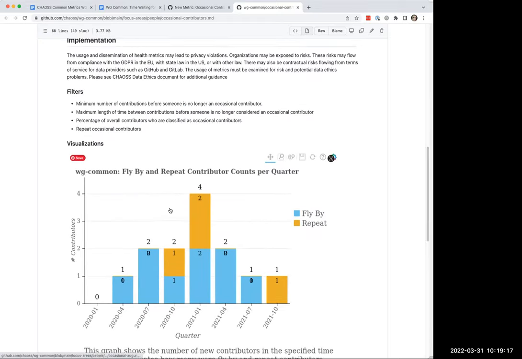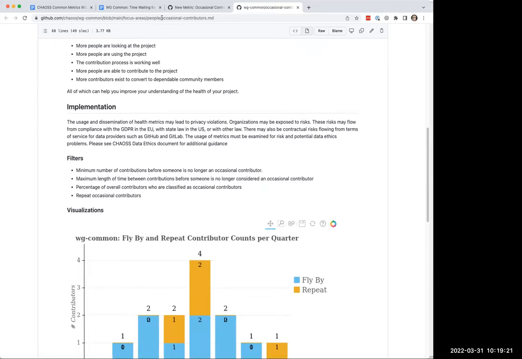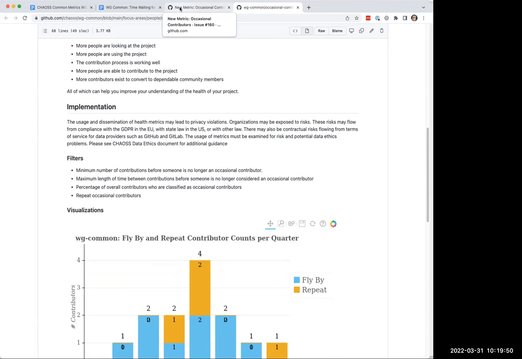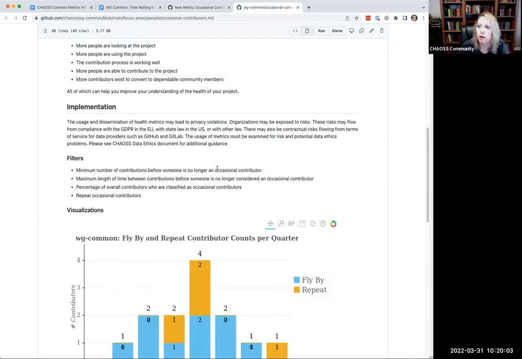So the filters that are there don't have a value associated with them. Like for the minimum number of contributions before someone is no longer an occasional contributor, that filter doesn't differentiate between whether that person stopped contributing or became a core contributor, right? So there's no value attributed to those filters as far as directionality goes. So maybe it's already there. It's just built into the metric. It's just not explicitly stated. Okay.